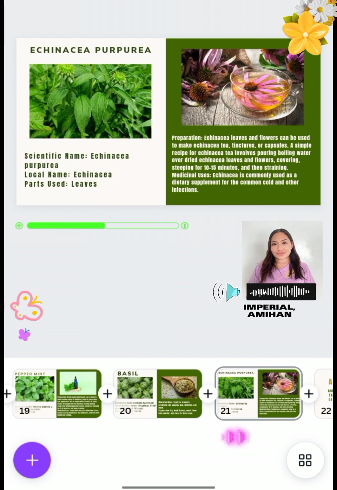A simple recipe for echinacea tea involves pouring boiling water over dried echinacea leaves and flowers, covering, steeping for 10 to 15 minutes, and then straining. Medicinal uses: Echinacea is commonly used as a dietary supplement for the common cold and other infections.